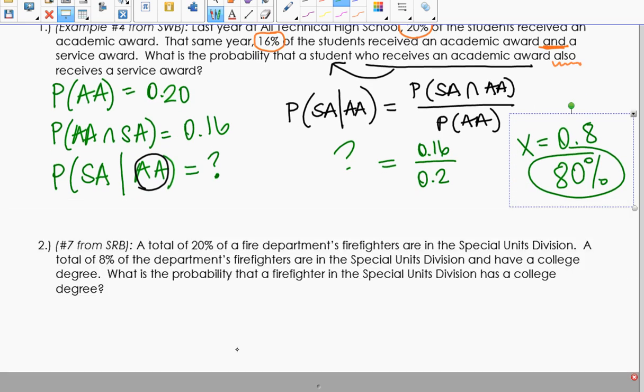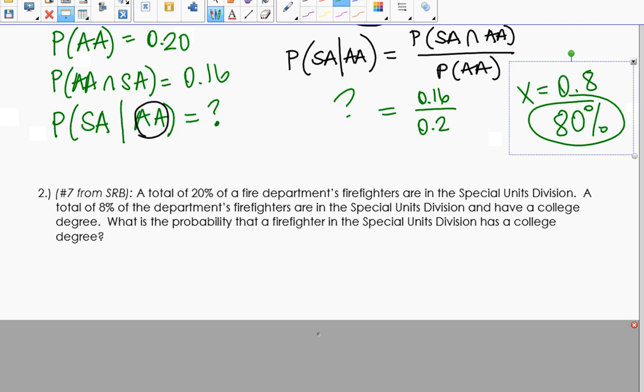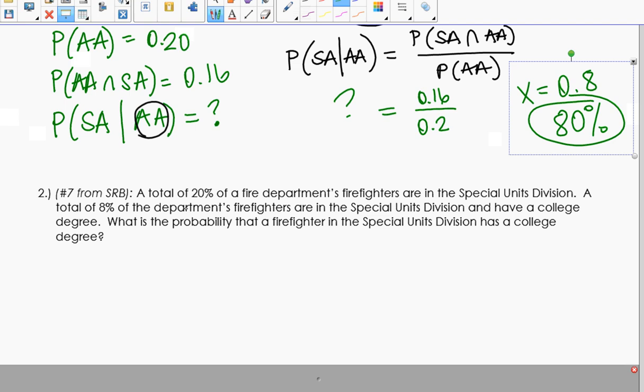So the next question says, a total of 20%, so again, as soon as I see numbers, I'm going to circle them, of a fire department's firefighters are in the special units division. A total of 8% of the department's firefighters are in the special units division and have a college degree, so one of our key words there. What is the probability that a firefighter in the special units division has a college degree?